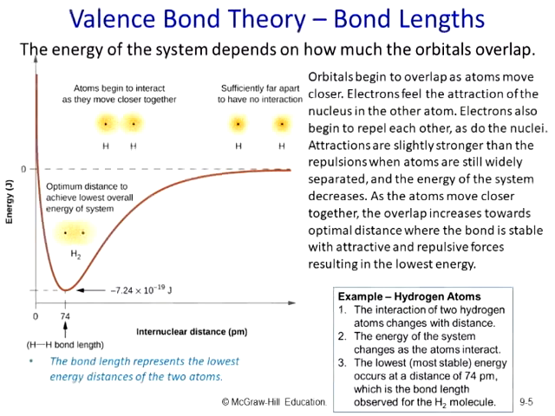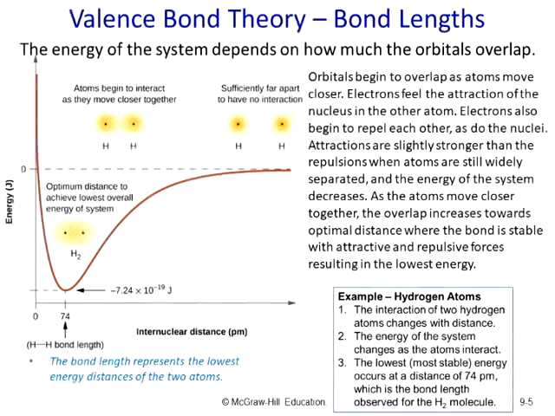Again, in the case of hydrogen, it's 74 picometers. Okay? That is the bond length of an H-H molecule. So that's how we form bonds, and in this particular case, this is how hydrogen formed a single bond.